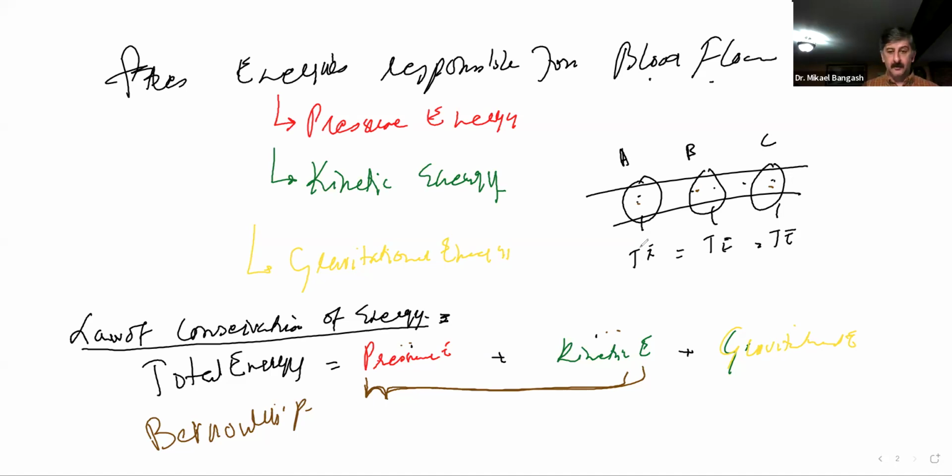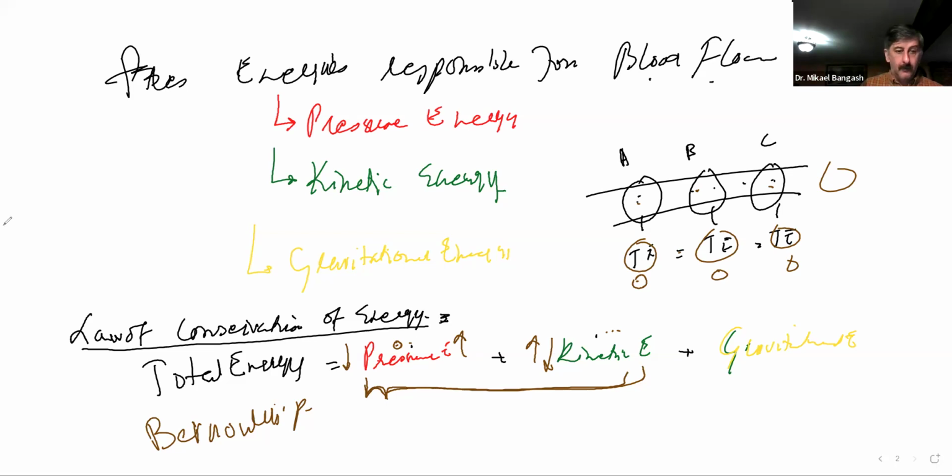Bernoulli's principle mainly studies the relationship between pressure and kinetic energy. Either one may be greater or lower, but at any point the sum of these two energies is still going to be the same, whether it's point A, point B, point C, and if you go D, E, F, and so on.